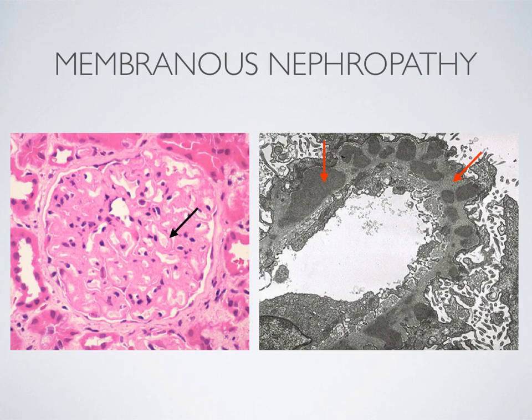Here's another example, membranous nephropathy, and you can see that there are, in electron microscopy, these deposits within the podocytes. So again, we have podocyte damage. These are antibodies called subepithelial deposits. So we're causing podocyte damage.